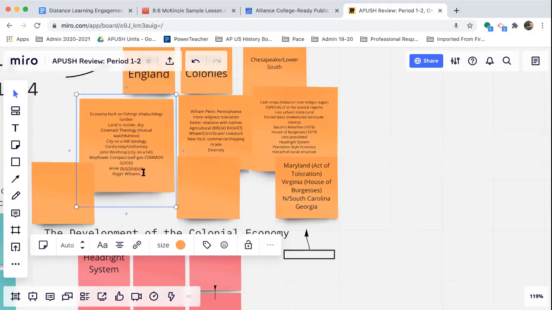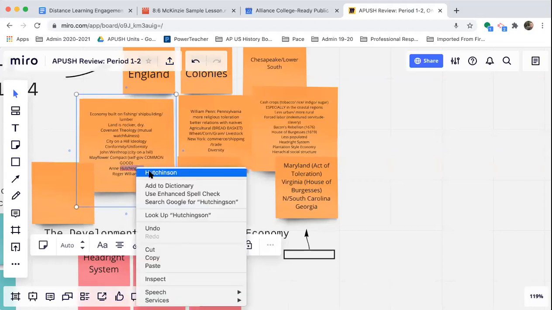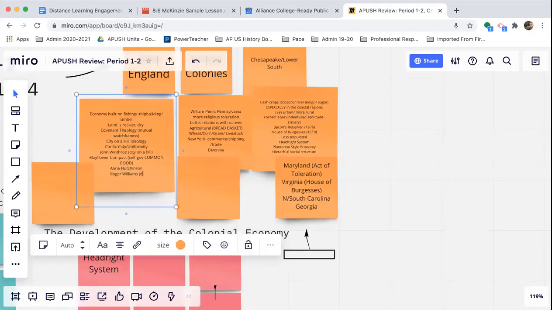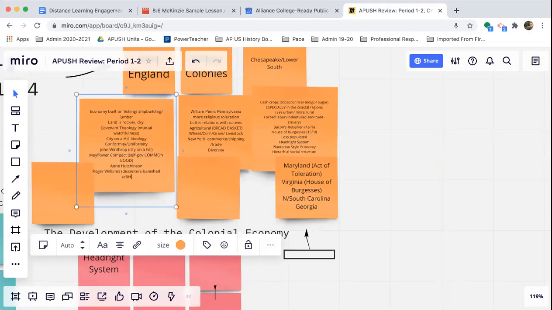All right, and Hutchinson and Roger Williams are examples of dissenters. Dissenters who get kicked out. Where do they get kicked out to? Where's the colony that's called the sewer because it's where all the people that aren't good enough for Massachusetts go? Rhode Island. Yeah, Rhode Island. A sewer. Good. Which sounds like a way cooler place to live, right?